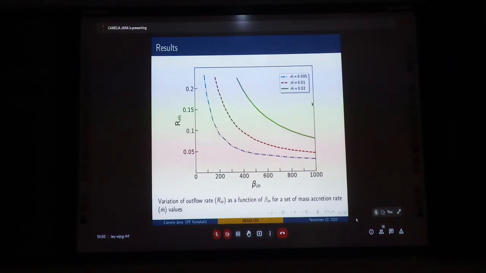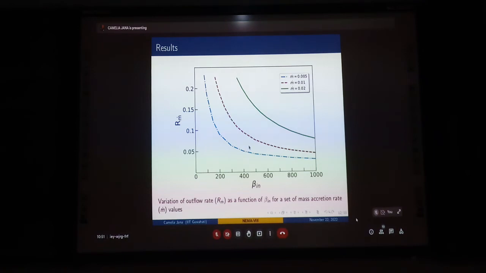Next, we have fixed all our flow parameters at the inner critical point, and we want to see how our outflow rate will change with the beta parameter. We can see that for a particular mass accretion rate, if we increase the beta at the inner critical point, the outflow rate decreases. If we increase the beta, that means the magnetic activity will decrease. Because of that, the flow will lose energy. So at the shock, the energy will be less, and because of which the matter which will be ejected from the shock will be less.